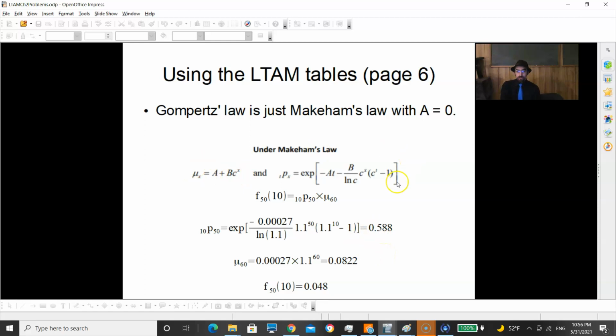So again, use the formulas that they give you on page 6 of the tables, plug the numbers in, and just get the answer.